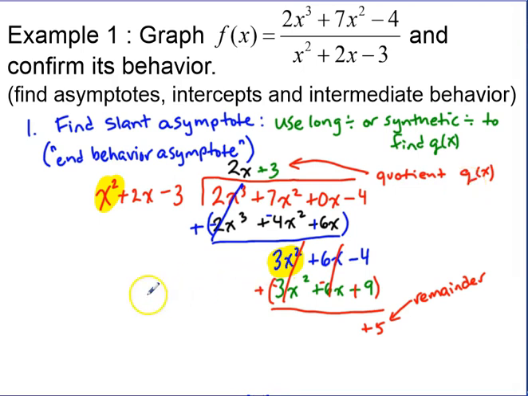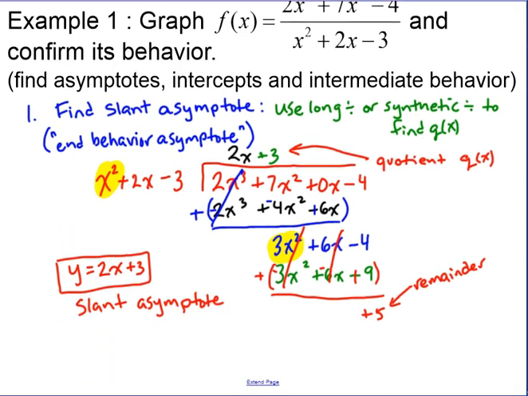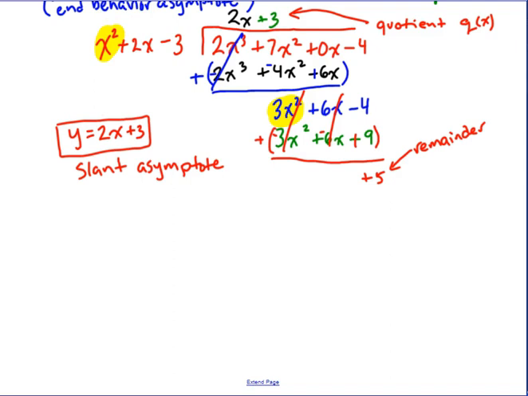But that's what the slant asymptote is. We just found out that y equals 2x plus 3 is the slant asymptote. That's our end behavior asymptote. And the cool thing is, when we look at the graph, it will be confirmed. That's the nice thing about this relationship between the algebraic process and the graphical answer, is that we're going to confirm everything. And if something's amiss, we're either going to see it in the graph or we're going to see it in the algebra. Okay.